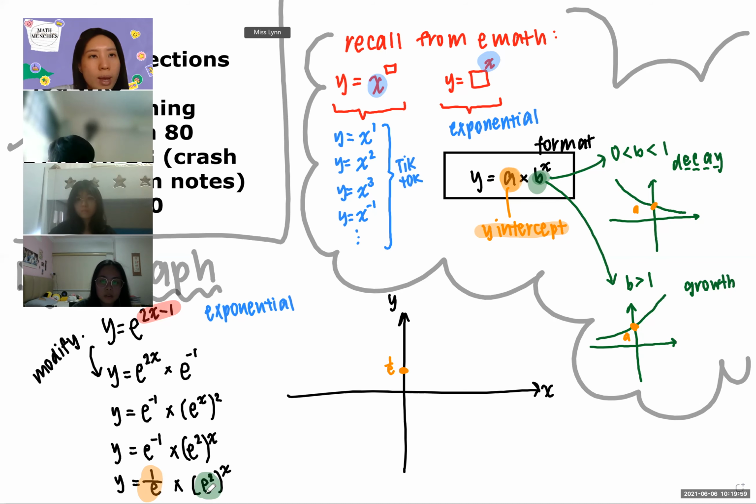So what is this e square? B got two types. So what type is this then? If we put it into our calculator, B is more than 1. Very good. So it's what kind of graph? Growth. So I know that this will be upwards.